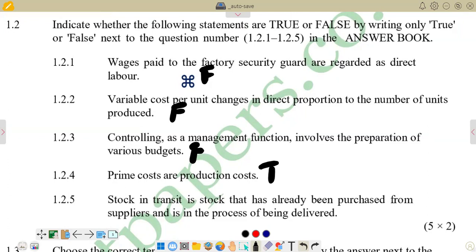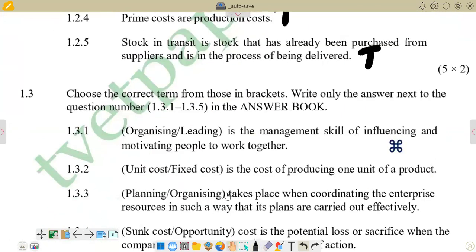Then I go to 1.2.5, stock in transit is stock that has already been purchased from suppliers and is in the process of being delivered. So any stock that we have that is in the process of being delivered to the destination becomes stock in transit, which is correct. So we've got true as the correct response there. Then you go to the next part, which is 1.3.